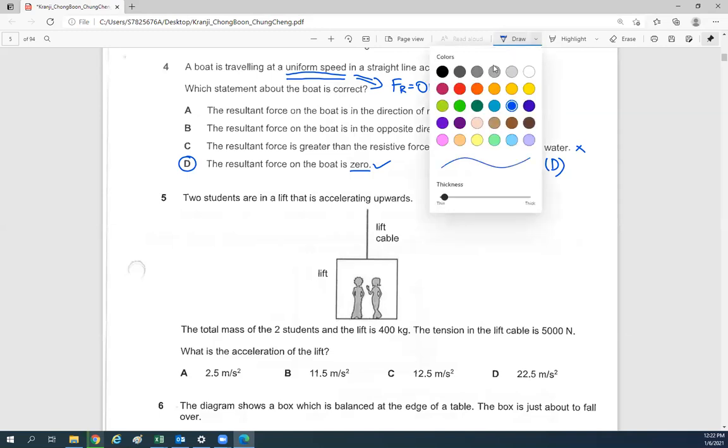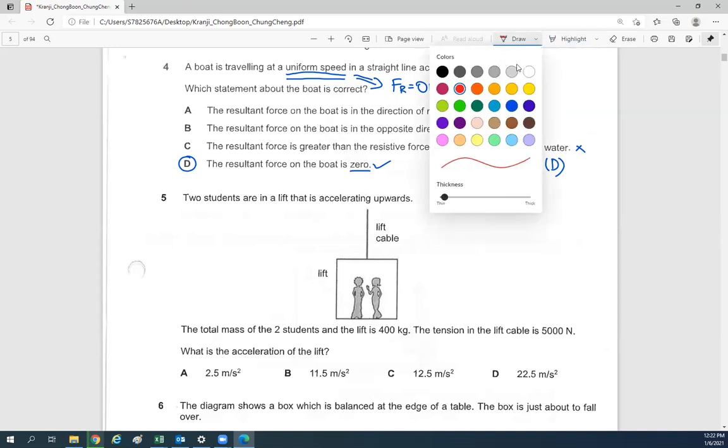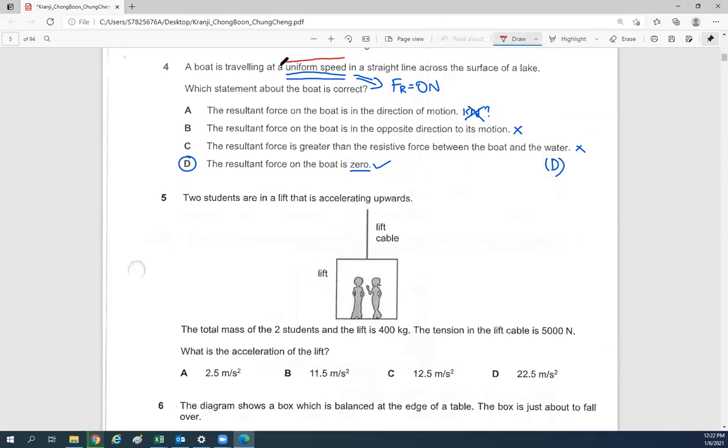So straight away, when you see uniform speed, you must be able to tell in your head that the resultant force is 0 Newton. And in some other questions, you must also know that the acceleration is 0 meters per second square. Okay. The area of this sector, the blue one.